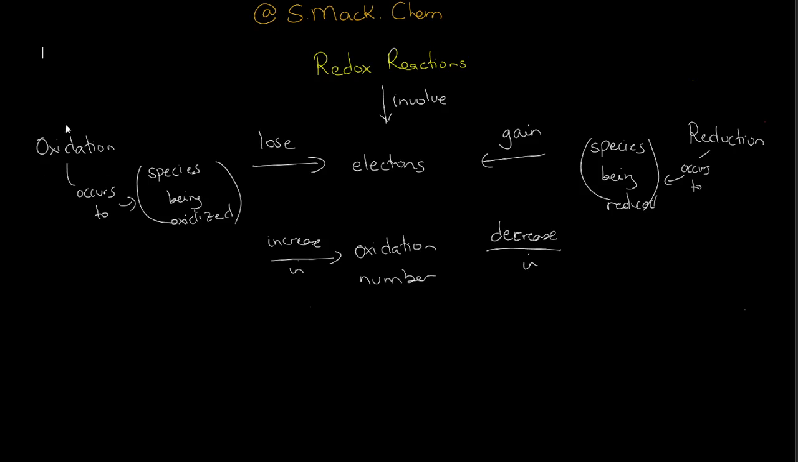Right, so oxidation occurs to the species being oxidized. It will lose electrons and increase in oxidation number. And for reduction, which occurs to the species being reduced, it will gain electrons and decrease in oxidation number.